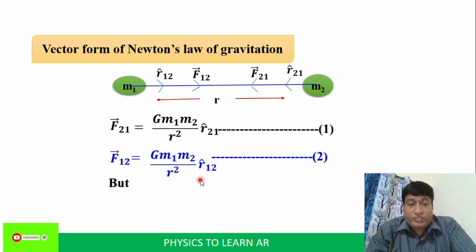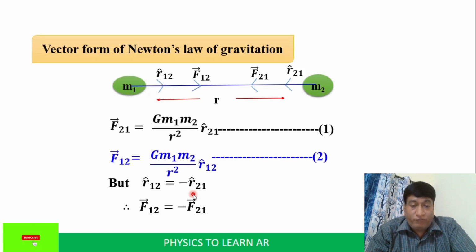With this, what we can observe is that the magnitudes are equal, but r12 cap is equal to minus r21 cap, so their directions are opposite. So F12 is equal to minus F21. With this, we can represent the force in terms of a vector quantity.